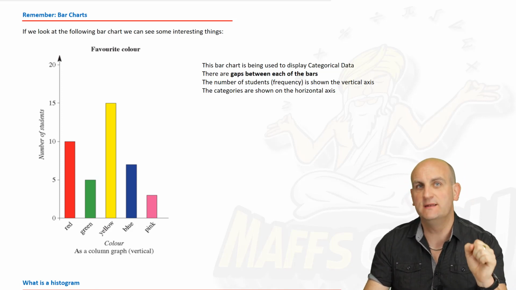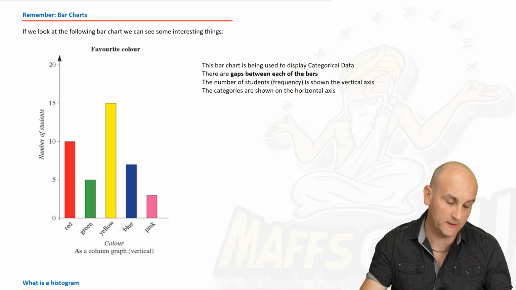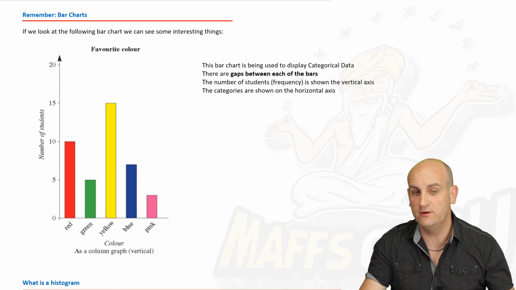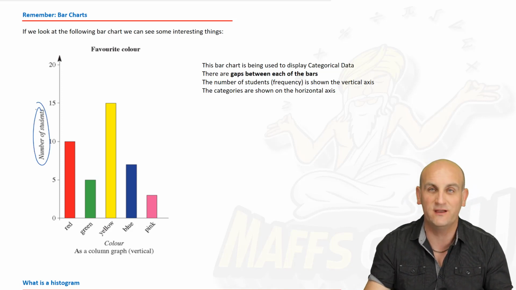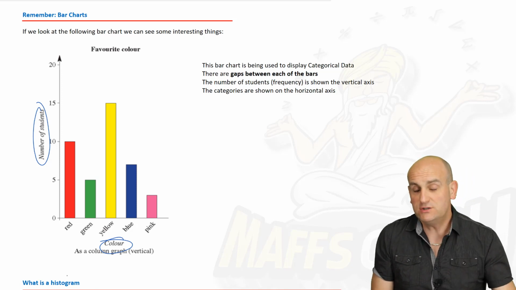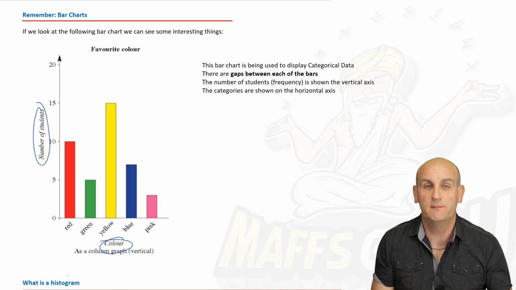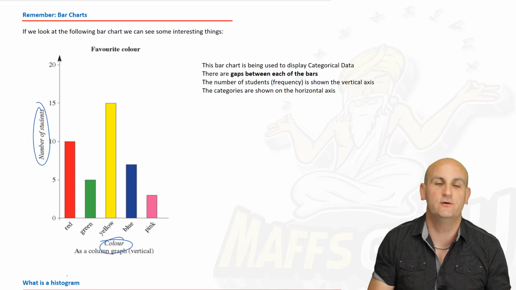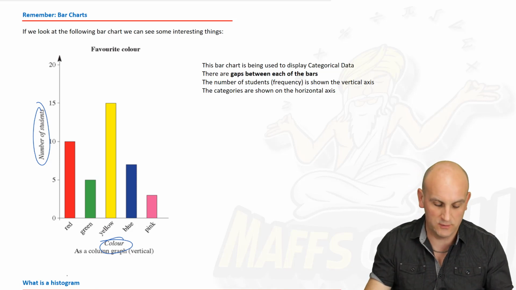To help us understand the difference between a histogram and a bar chart, as you can see now, there is a bar chart. And we've used these before. Do you notice the pretty colors? Do you notice the fact that we've got number of students up the side? Do you notice we've got color along the bottom? So bar charts help us deal with categorical data, and categorical data lets us deal with just letters, words, those types of things that we can't put in an order.